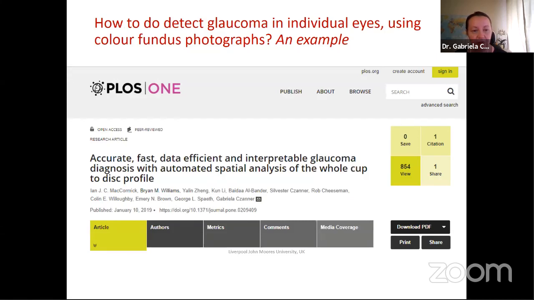The work that Bryan mentioned is a work that we published in PLOS ONE in January 2019. It was a very exciting work where we had Bryan Williams as one of the mathematicians, and also Yalin Zeng, Baidaa Al-Bander and Silvester Czanner, who were looking into how to segment out the cup and disc, and also how we go further into detecting which patient has glaucoma and which doesn't. We also had clinicians in McCormick, Rob Cheeseman, Colin Willoughby, and also Emery Brown from neuroscience and George Spieth looking into how best to write the paper so that the audience understands how this can potentially be used in practice. This is just to give you feedback on how such a collaboration was working.